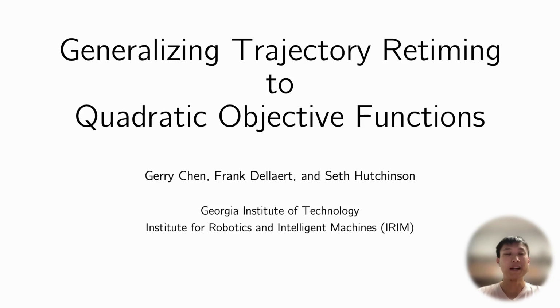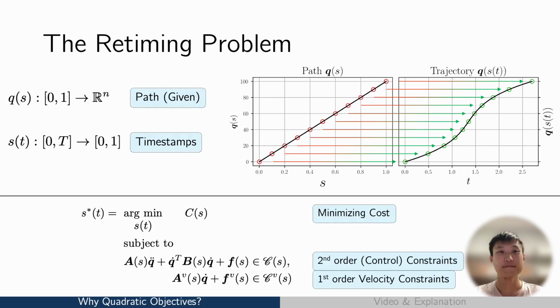In this paper, we present an algorithm to solve trajectory retiming problems for not only the time optimal objective, but also for quadratic objective functions. First, let's give a quick introduction to the retiming problem. In this problem, we're given a path q, and we're trying to find the optimal function s of t, which describes where along the path we should be at time t, to satisfy some constraints and objectives.